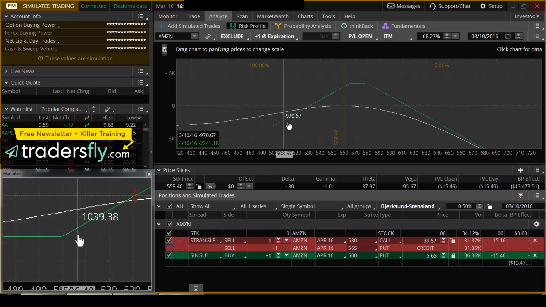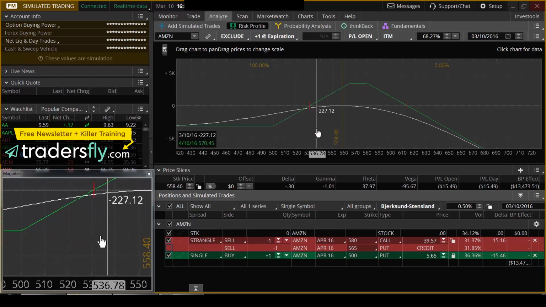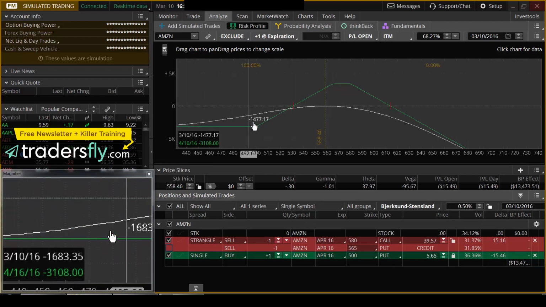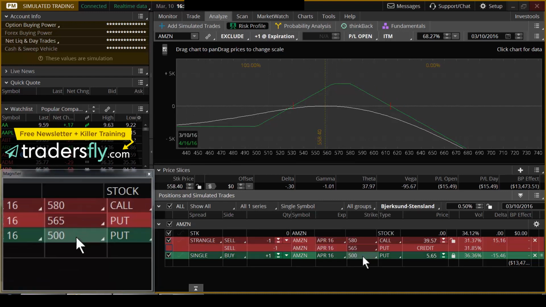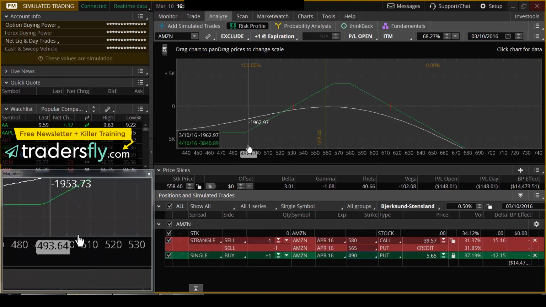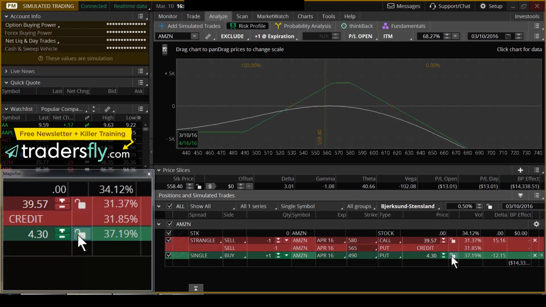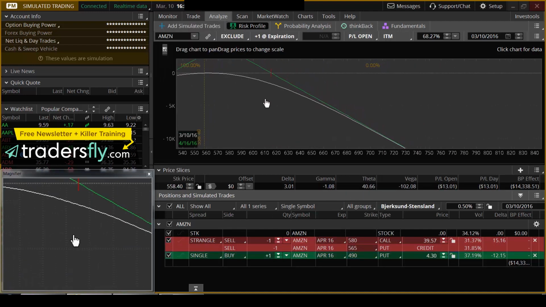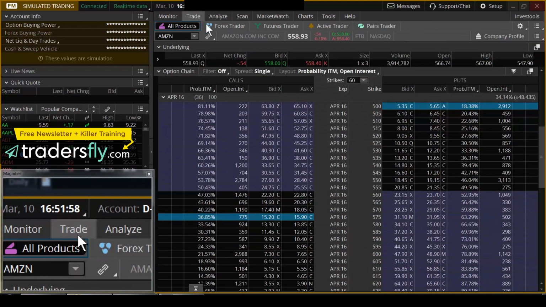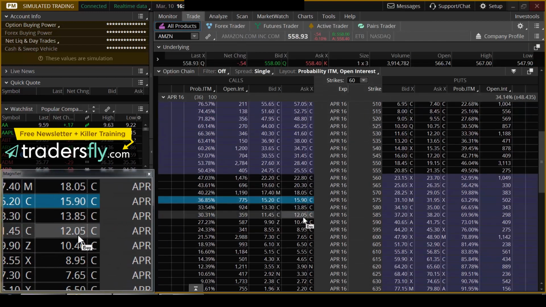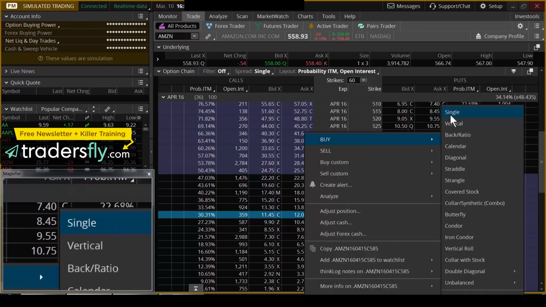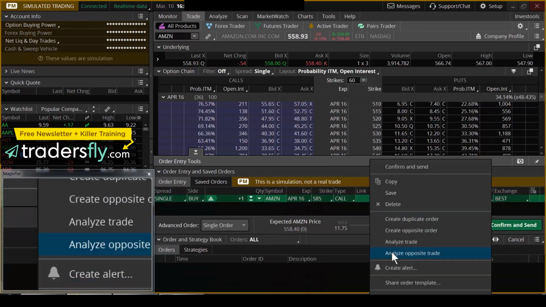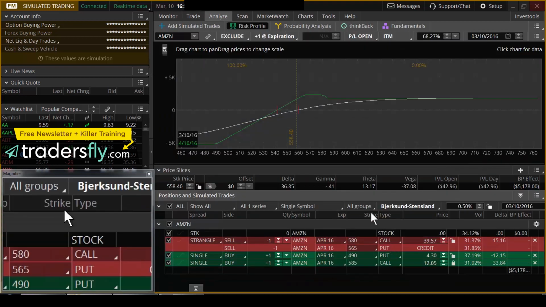So if the stock goes down the other way, I was at risk with just a strangle. So this protects me. It caps it right there at that 500 level. I could get it at 490 and shift that. You could get it at whatever price you want. Then you have the same problem on the upside for the call side. So what do you need to do? You need to buy one on the call side. So you go ahead, buy a single on the call, and you analyze the trade.